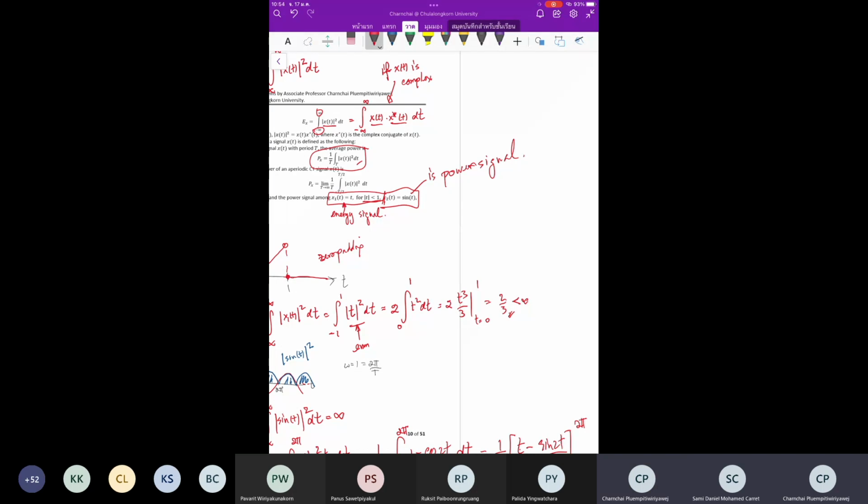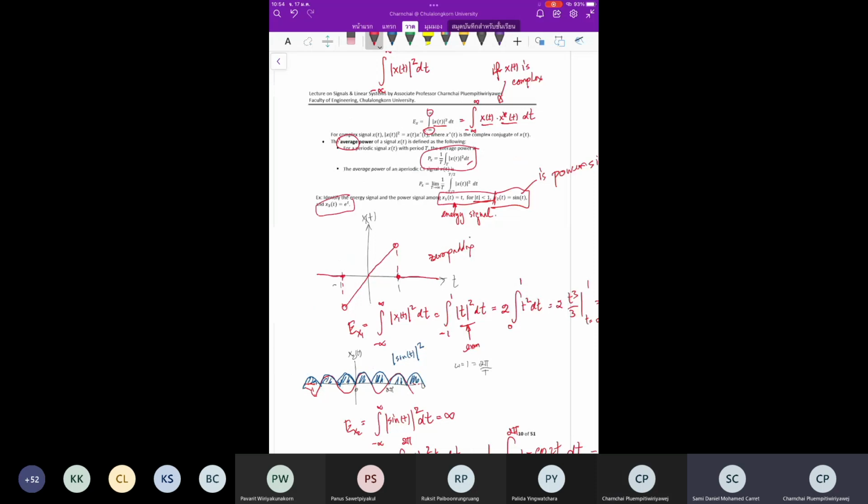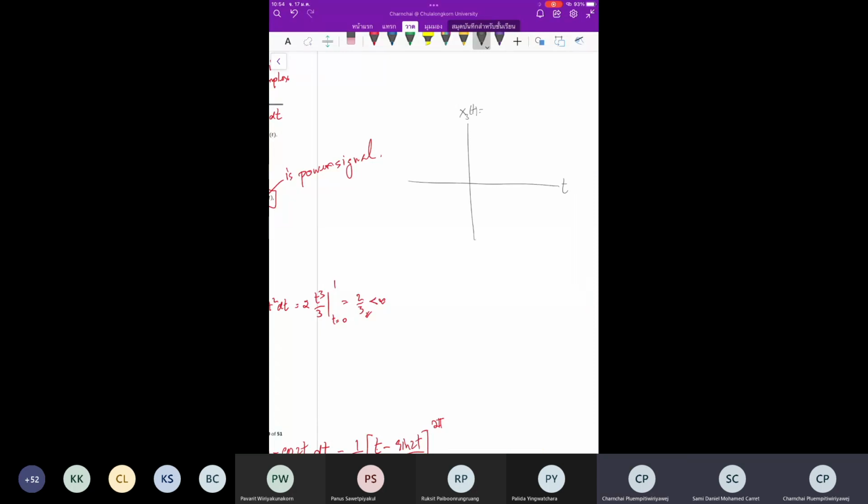Okay, next is x3(t), which is e to the t. Can you follow that? This is t, this is x3(t), which is e to the t. What does e to the t look like? It's an exponential rise, right? The slope at t equal to 0 is 1. This is the slope. That's e to the t.